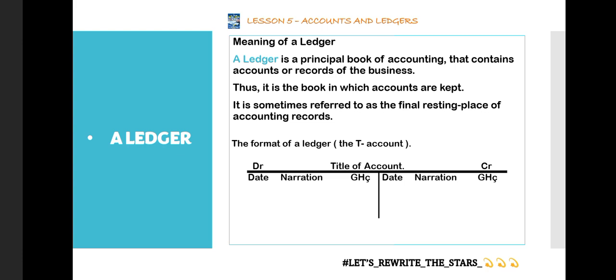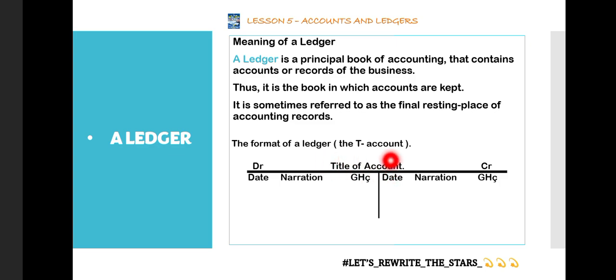So what this means is that if we write at the top here, capital account, under the narration part we will write bank. So after the date, then you write bank. If you write at the top, the title of the account, to be bank account, then under the narration you write capital. Please, I hope you are getting it.